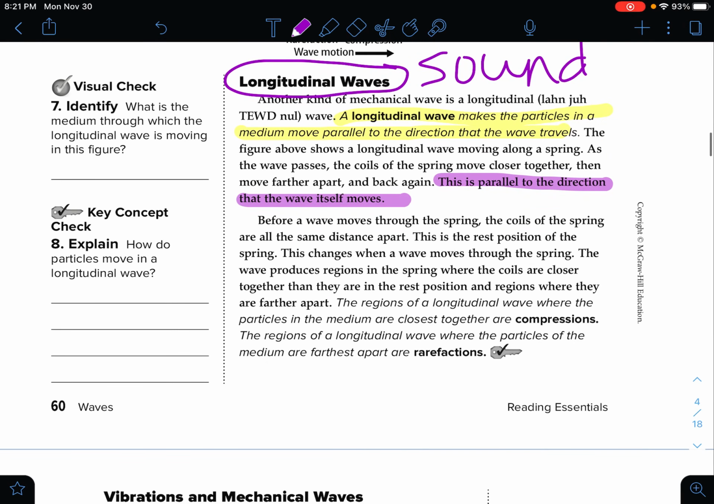All righty. So we've got some parts on this wave as well that we are going to need to learn and mark. Okay, so I'm going to jump down here and highlight the words. The region of a longitudinal wave where the particles in the medium are closest together are the compressions. The regions of a longitudinal wave where the particles of the medium are farther apart are rarefactions. So before a wave moves through the spring, the coils of the spring are at the same distance. So if you just have a slinky sitting on the ground, there's no energy in it. The coils are going to be spread about the same amount. This is the rest position of the spring. This changes when a wave moves through the spring. The wave produces regions in the spring where the coils are closer together than they were in the rest position, and regions where they are farther apart.